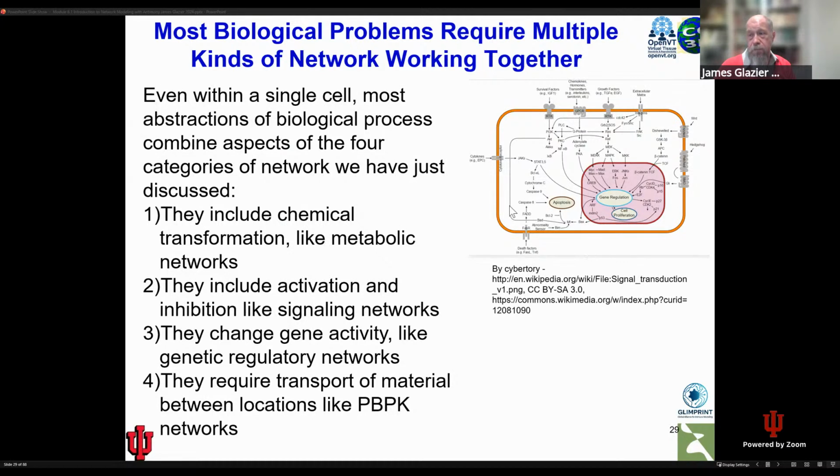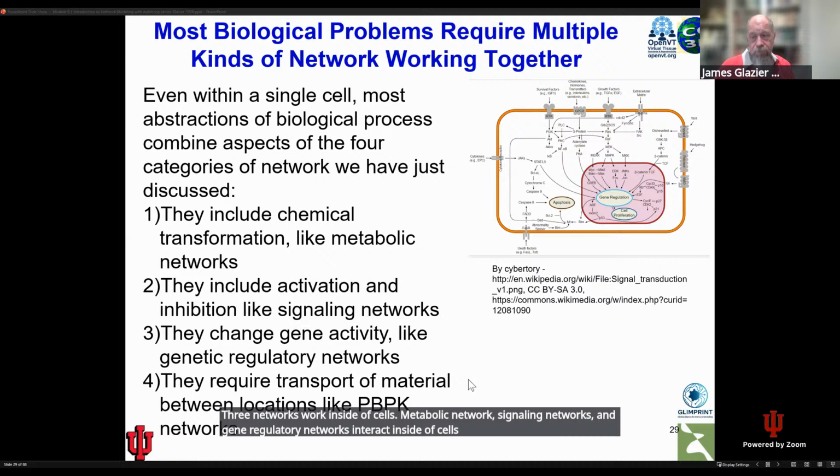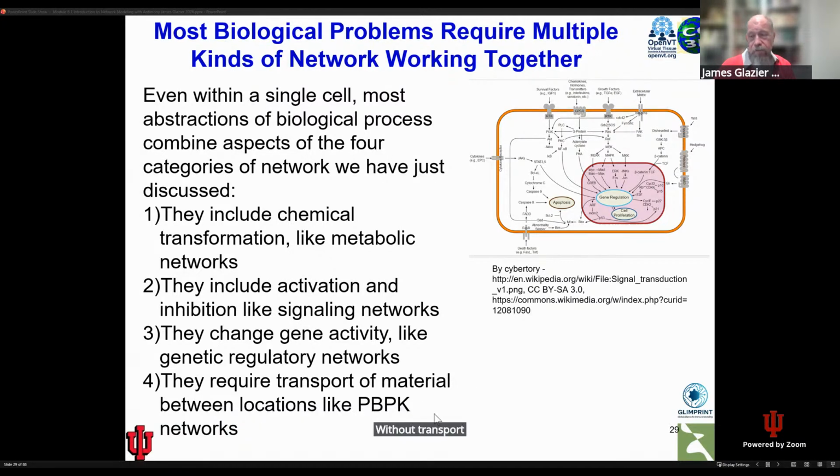In reality, all of these networks work together inside of our bodies. Three networks work inside of cells. Metabolic networks, signaling networks, and gene regulatory networks interact inside of cells continually. Without transport at the whole body level, we wouldn't have the cells in the first place. And so all four of these interact together.